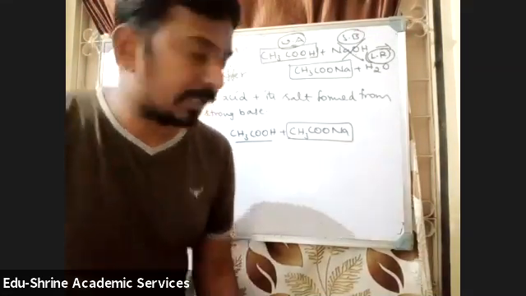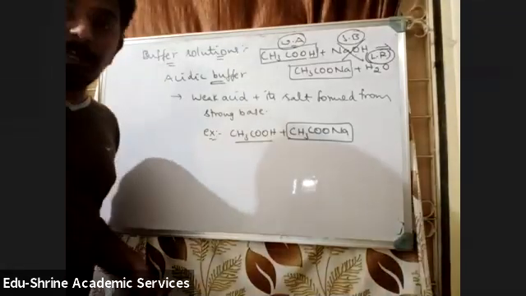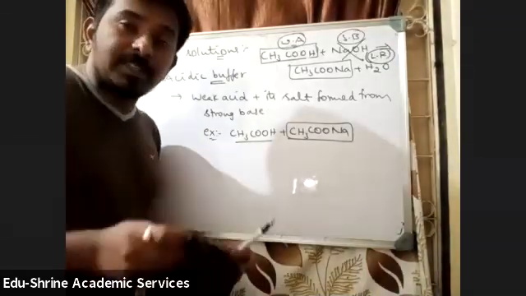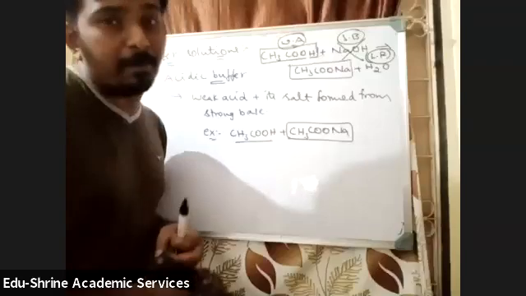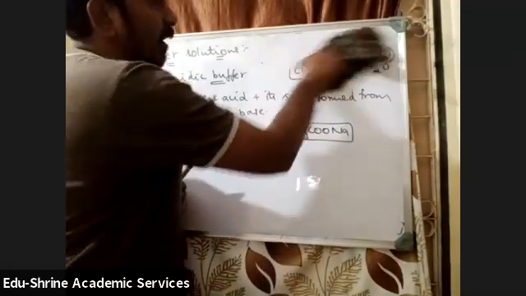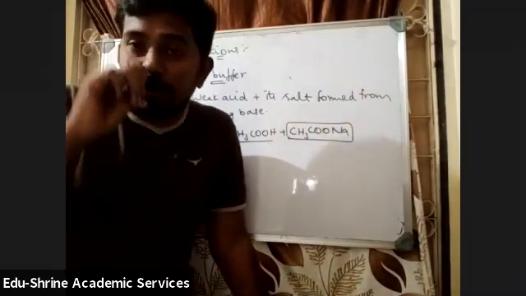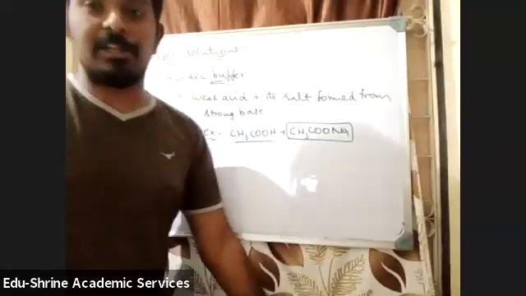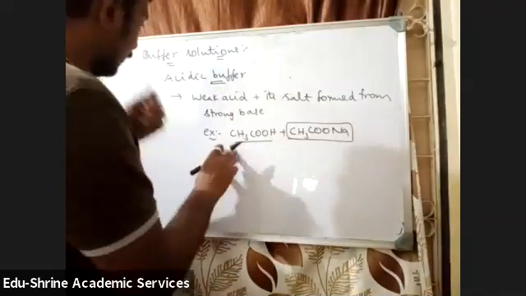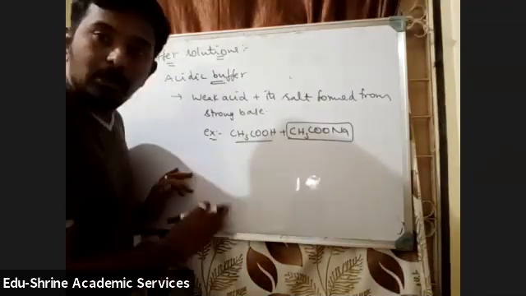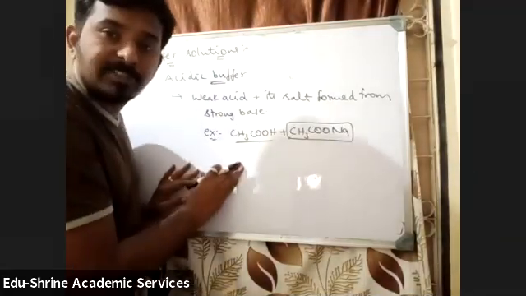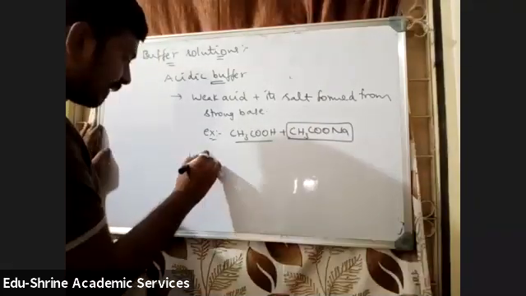Understood? All right. So that is how you will identify whether the given condition is salt hydrolysis or buffer. For salt hydrolysis, both equivalents must be the same. For acidic buffer, strong base must be the limiting reagent. Then, what is the formula to calculate pH of acidic buffer? It is given by the Henderson equation.